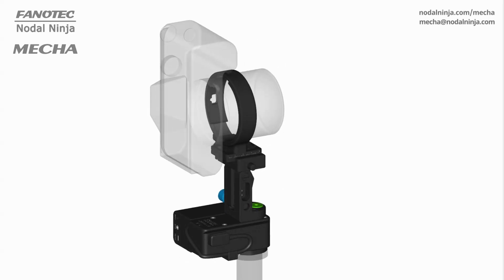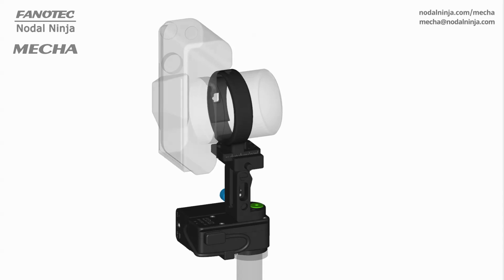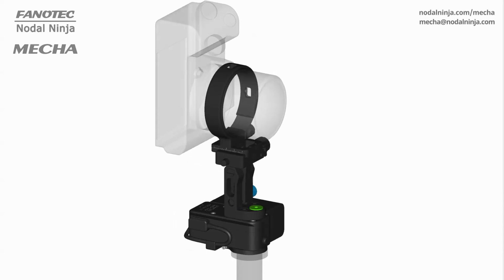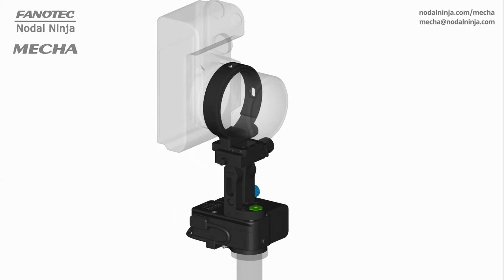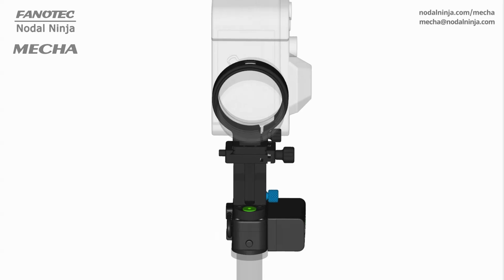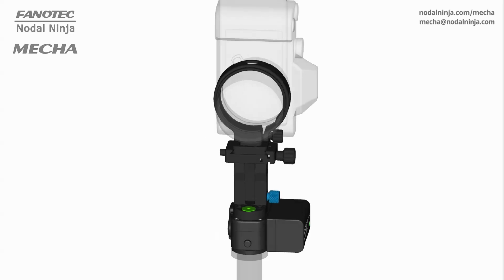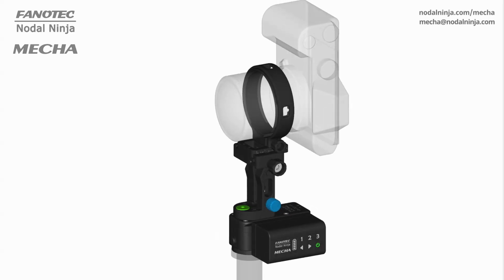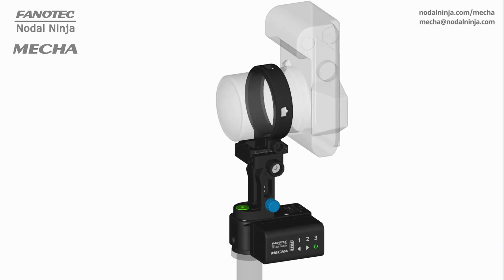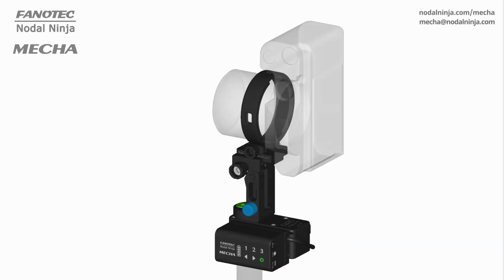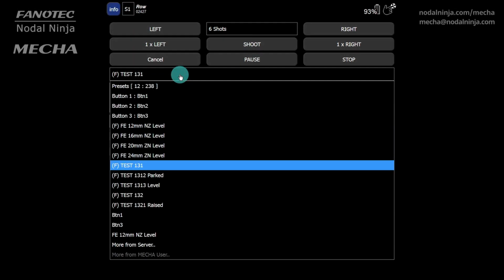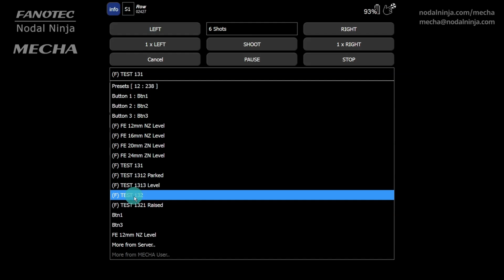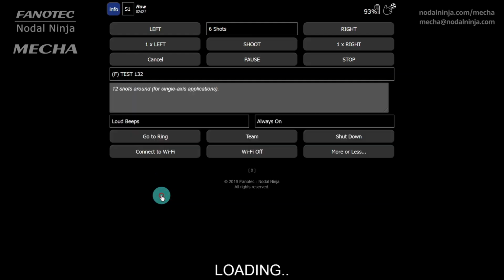Here we are using the MECHA C1E1 with Nodal Ninja single-row panoramic head R1. The ring clamp on the top of R1 mounts directly onto the lens itself, freeing up the camera. Let's load Test 132, 12 shots around. Then launch it with the right button.